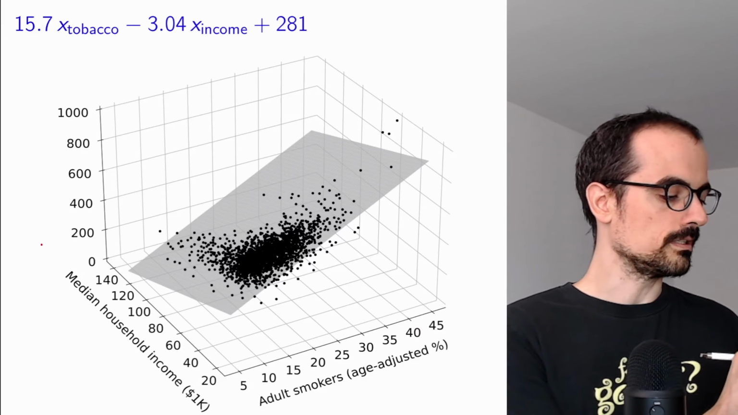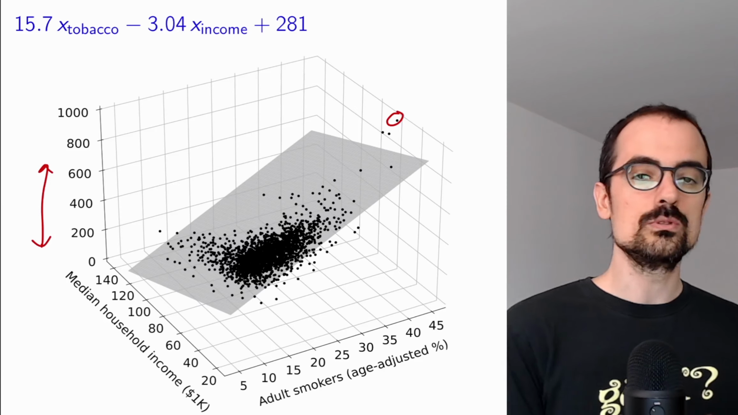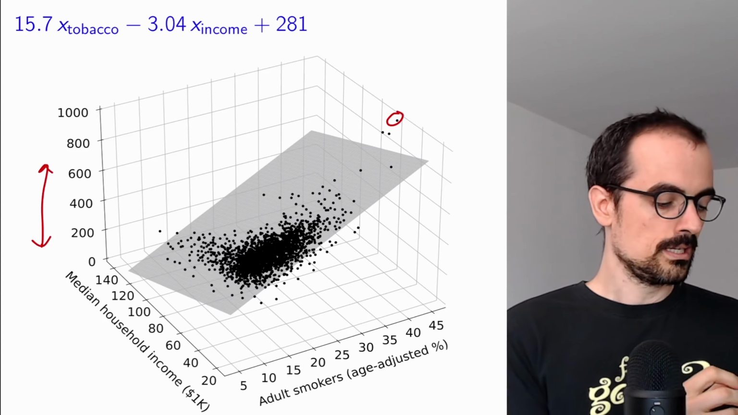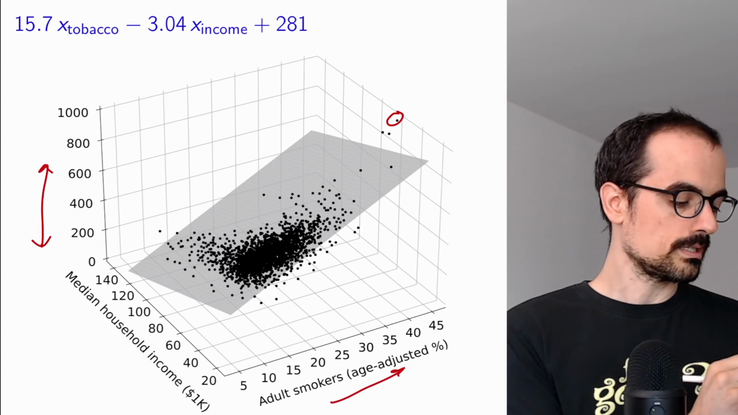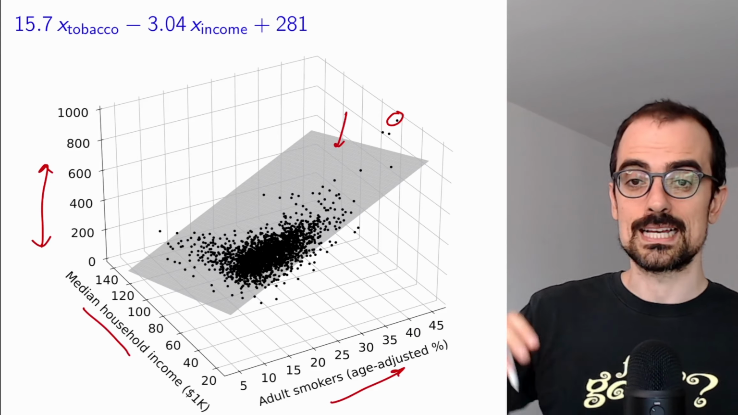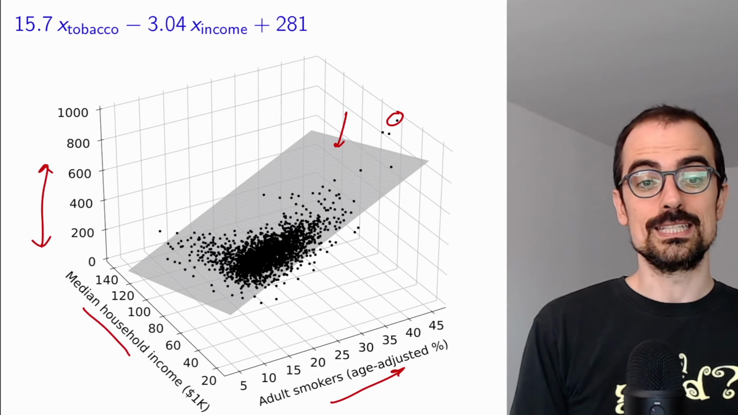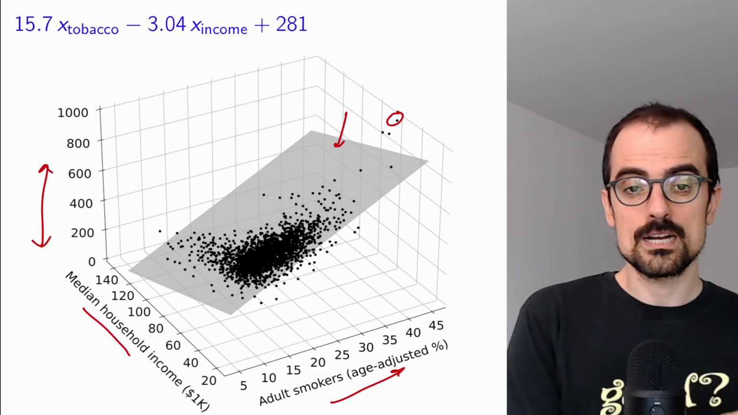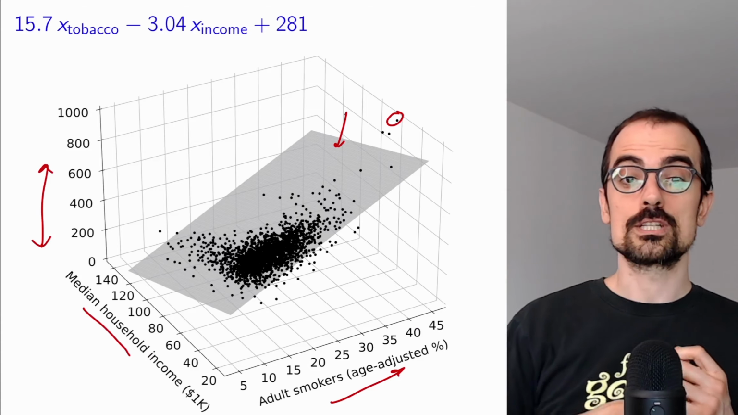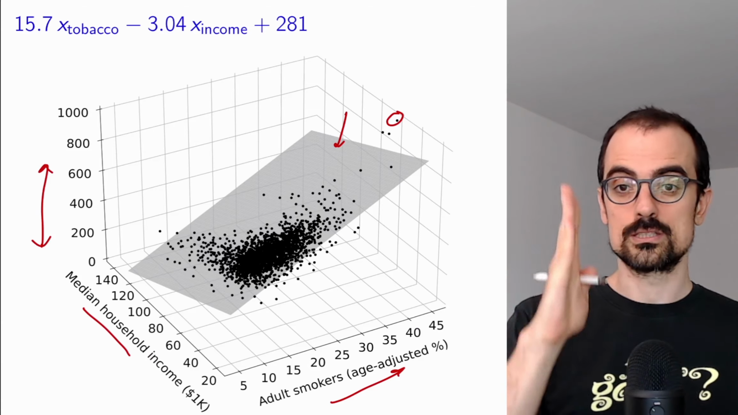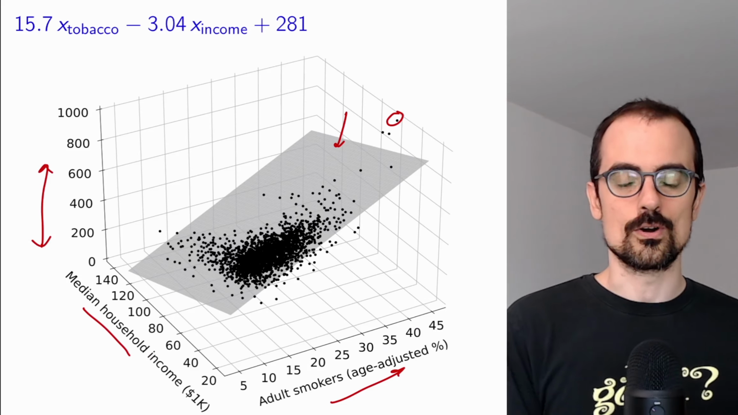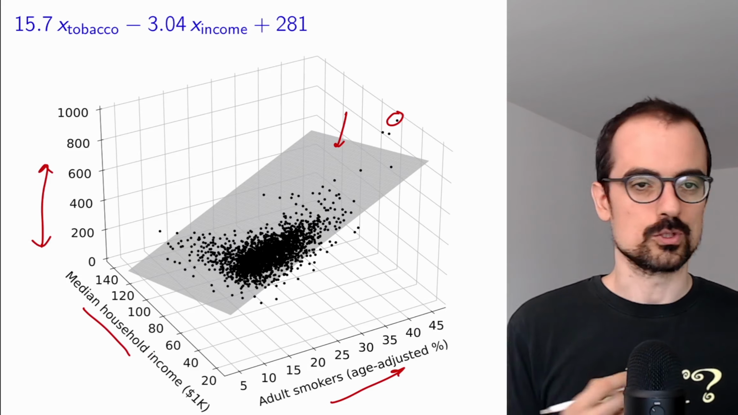Here in the vertical axis, I've plotted each of the counties. In the vertical axis, we see the premature mortality for each of the counties, and this axis is adult smokers, and this axis is household income. The model can be represented as a plane in 3 dimensions because it is linear with respect to the median household income and also linear with respect to the adult smokers. This is the plane that better approximates the data points in the vertical axis when we aggregate the error over all of the data points, and we consider the residual sum of squares.